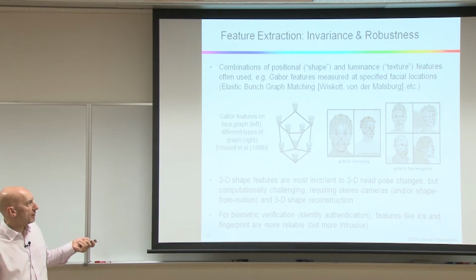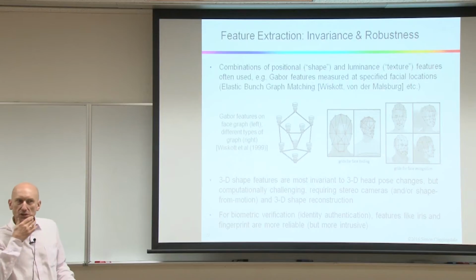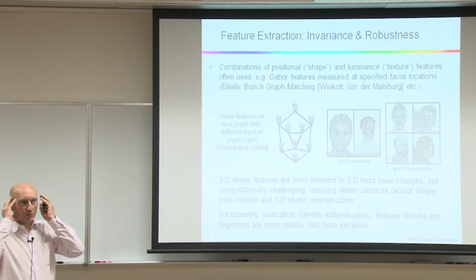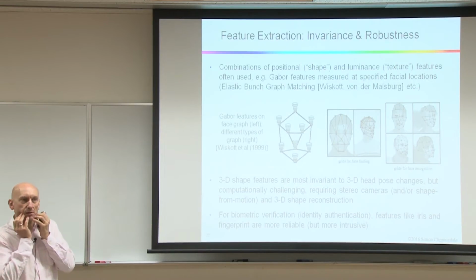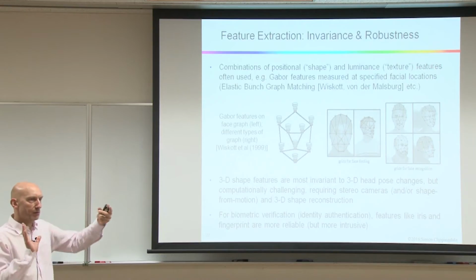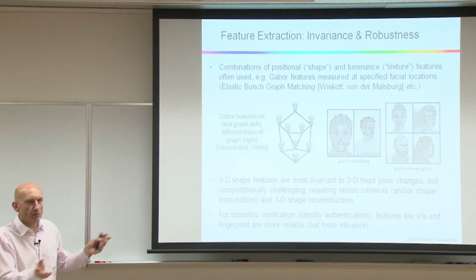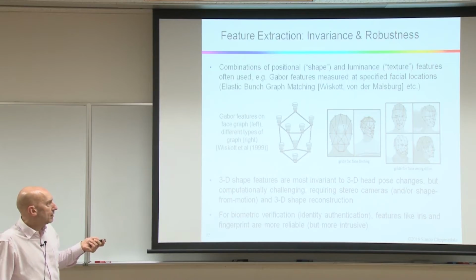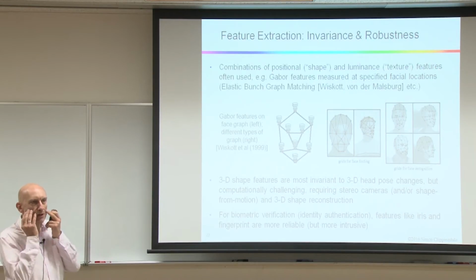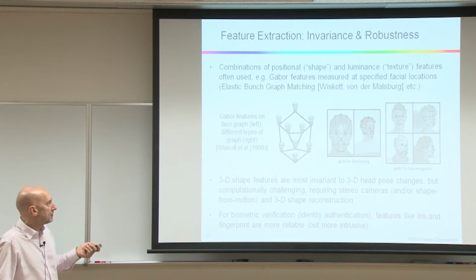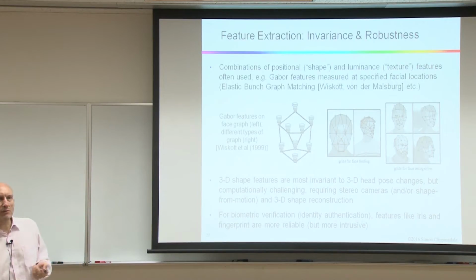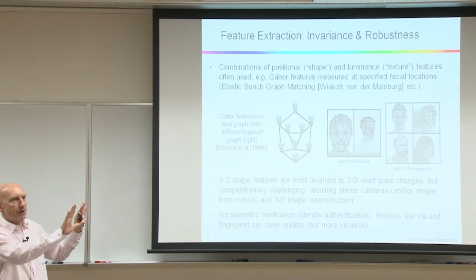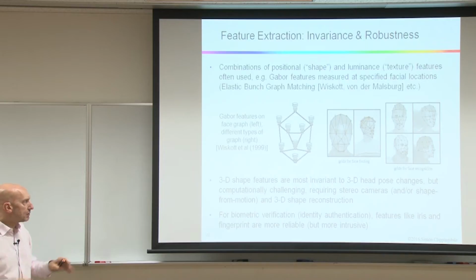Ideally, the most invariant features to 3D head pose changes like this are 3D shape features. If you could extract a description of the 3D shape of the head, then it wouldn't matter which way your head was pointing. You could rotate this representation in the computer and solve the problem. But that's a lot of computation. You need either stereo cameras to recover 3D shape from a pair of images, or you need to do some kind of shape from motion thing where you effectively use different frames in a video to do your stereo.